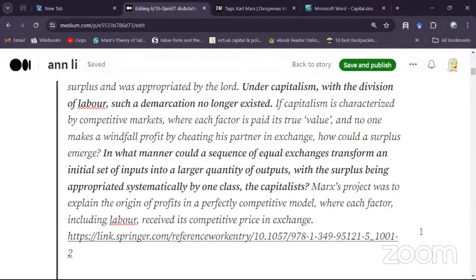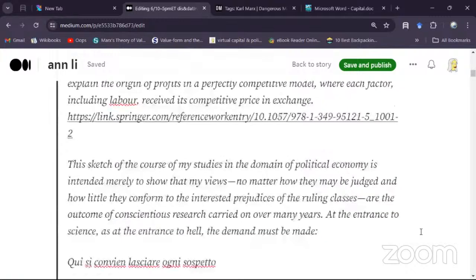or the critique, whatever: The sketch of this course of my studies in the domain of political economy is intended merely to show that my views, no matter how they may be judged or how little they conform to the interested prejudices of the ruling classes, are the outcome of conscientious research carried on over many years, and certainly were, at the entrance to science.